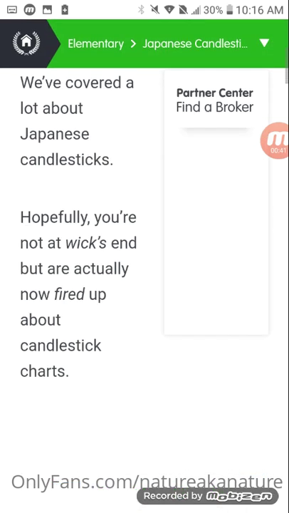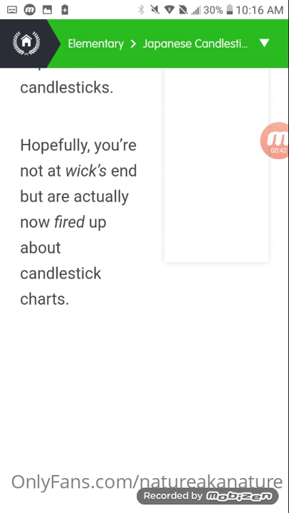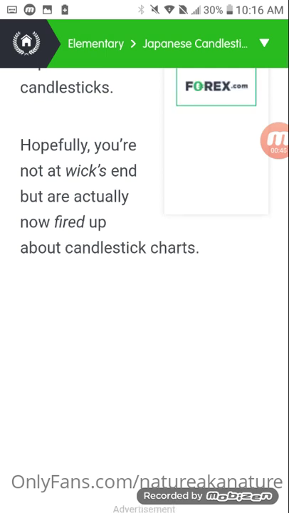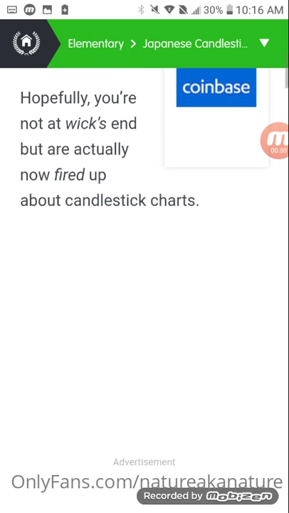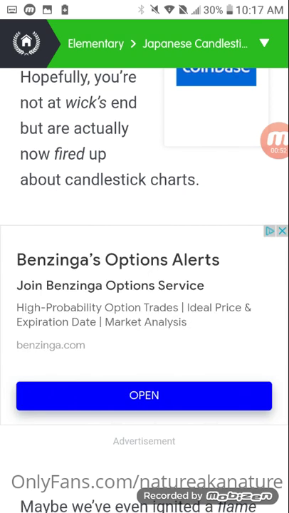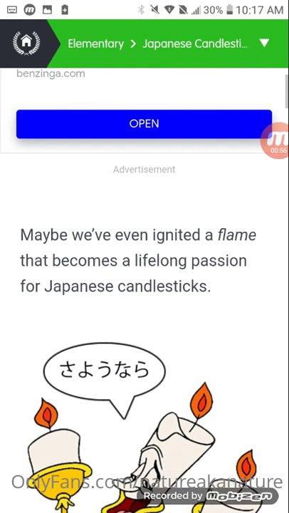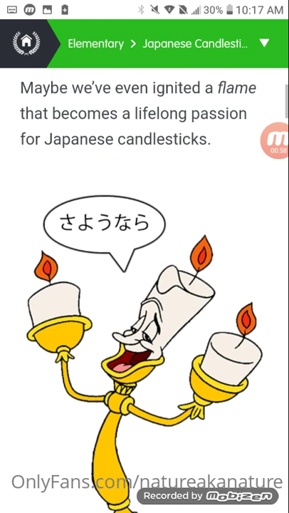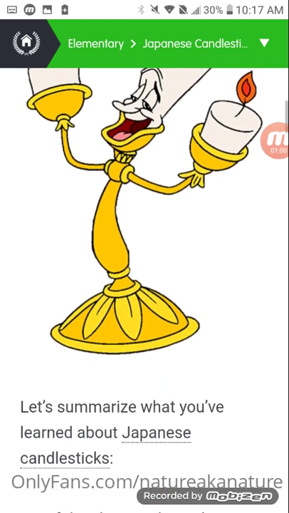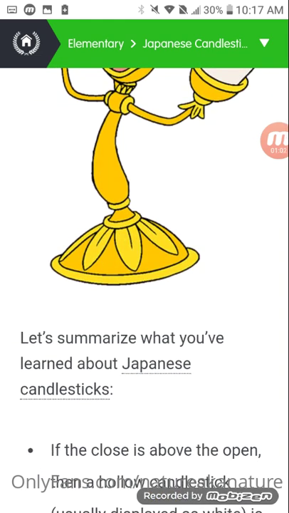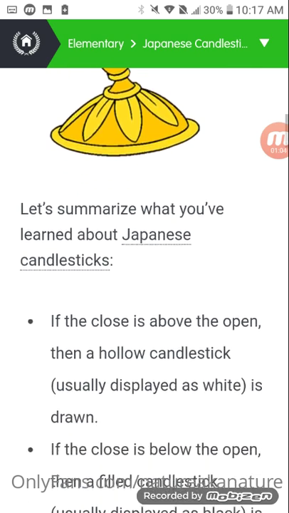Alright, so the next lesson is a summary of Japanese candlesticks. We covered a lot about them. Hopefully you're actually good now at trading Forex and understanding candlestick charts. So now that you understand candlestick charts, let's do the summary. Let's summarize what you learned about Japanese candlesticks.